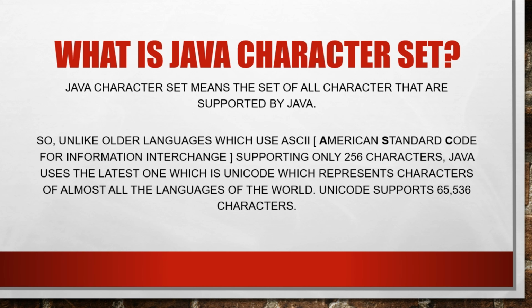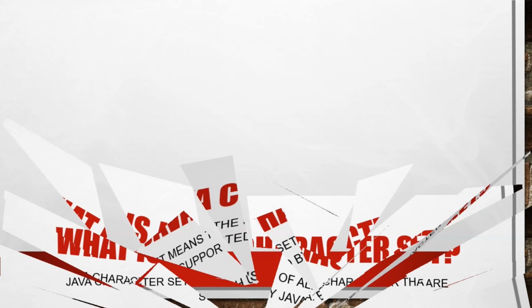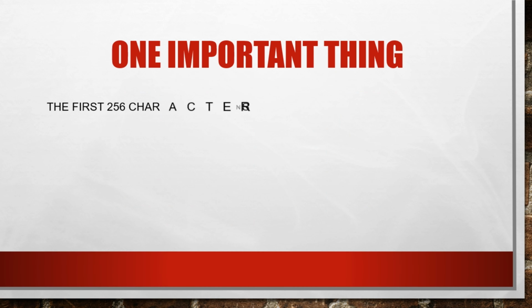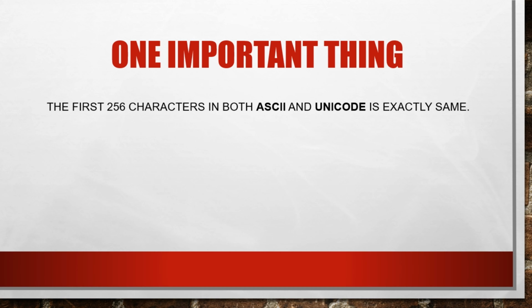Now let's get back. Java uses the latest one, which is Unicode, which represents characters of almost all the languages of the world. Unicode supports 65,536 characters. Now one important thing. The first 256 characters in both ASCII and Unicode are exactly the same. So, you may find that while coding we are mostly dealing with ASCII, as all the English alphabets, digits, special characters lie in this common 256.